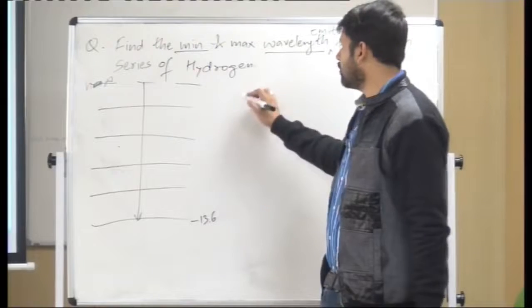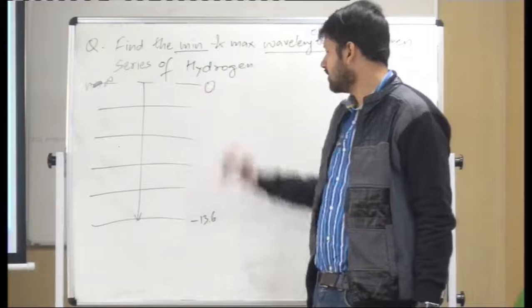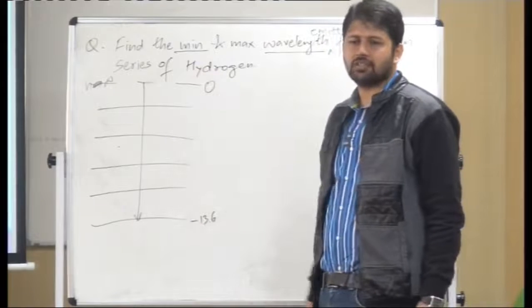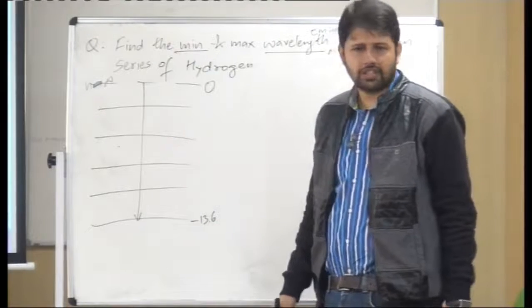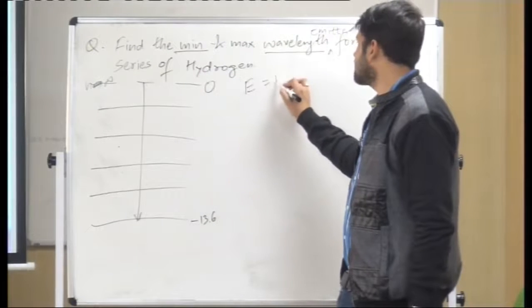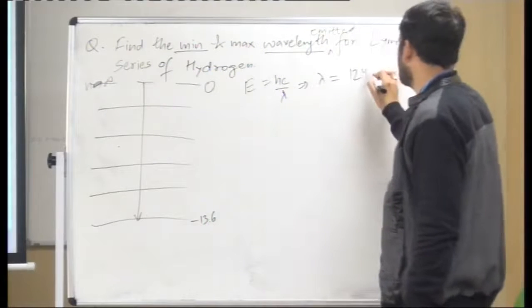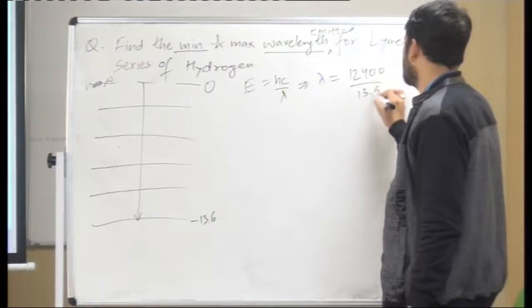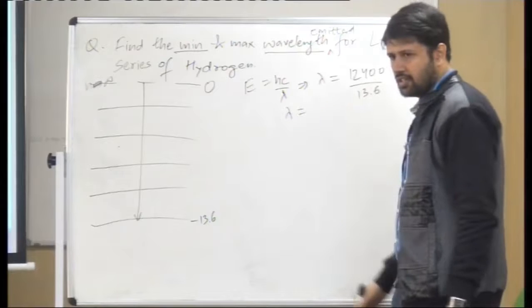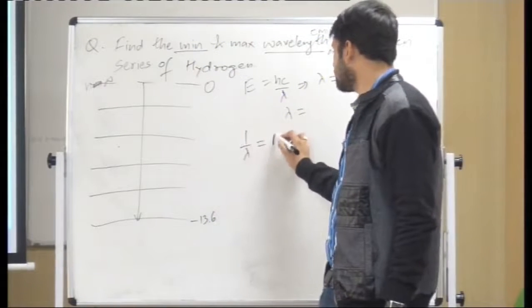The energy involved is how much? From 0 to 13.6. Energy here is 0, here it is minus 13.6. So the energy of the photon would be 13.6. E is hc by lambda, so lambda would be hc, which is 12400 by 13.6. You can find lambda from here. One way was this. Another way was using Rydberg's constant.